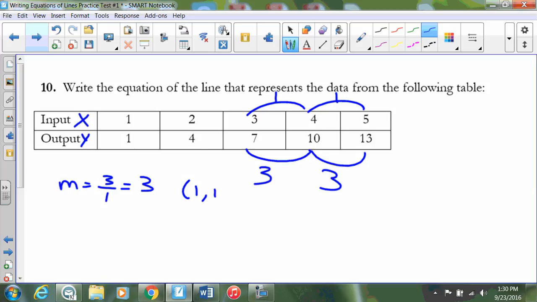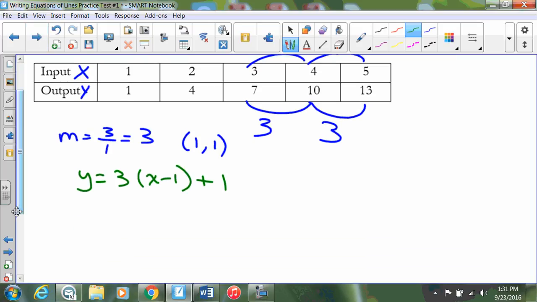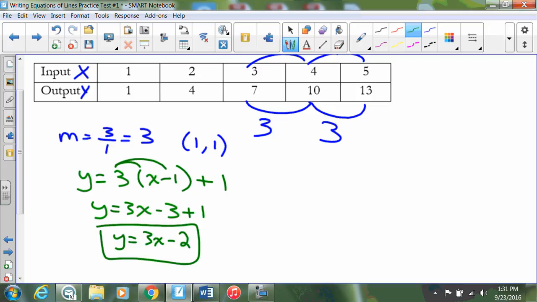So our slope is 3. Our point is 1, 1. We'll go ahead and start plugging everything into our long formula. This one's not bad. We'll distribute the 3. So y equals 3x. 3 times negative 1 is negative 3 plus 1. We'll get y equals 3x minus 2. All right.